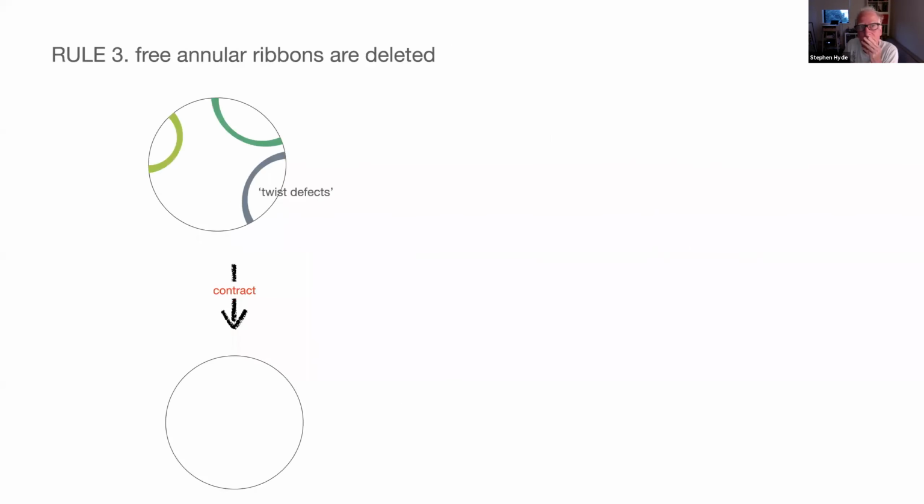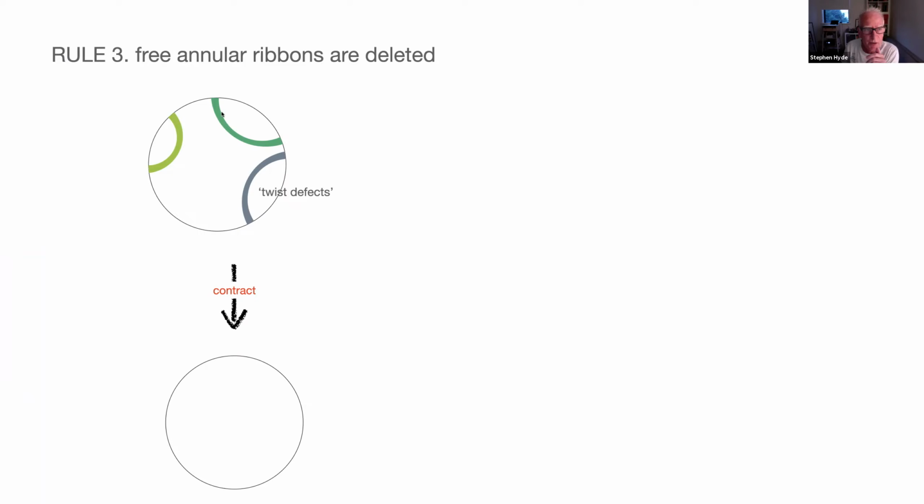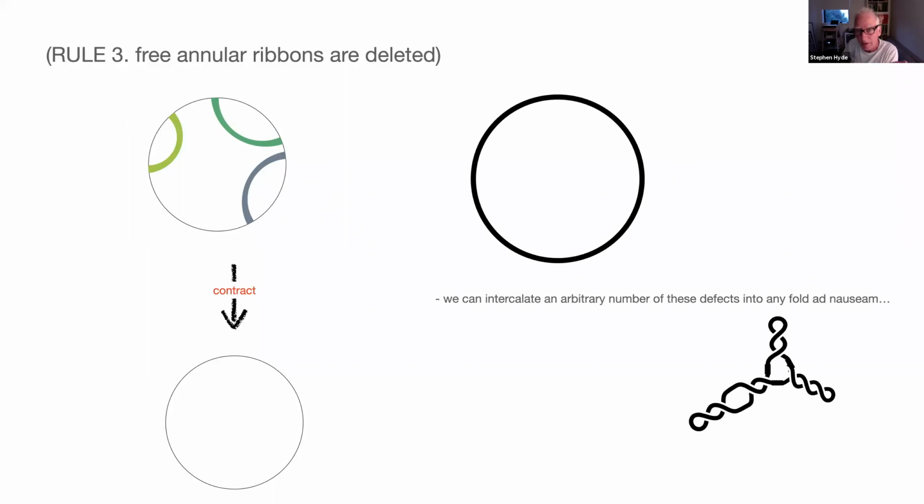A third rule, which we can take or leave, but I'm just using it for convenience because it means you can get rid of a lot of fairly silly cases, is that any time I have what I'll call a free annular ribbon, one that is not intersected by anything else and has nothing between its 2 feet, I can just slide it off and throw it away. So I just contract that to this, which is just what I'll call the trivial fold.